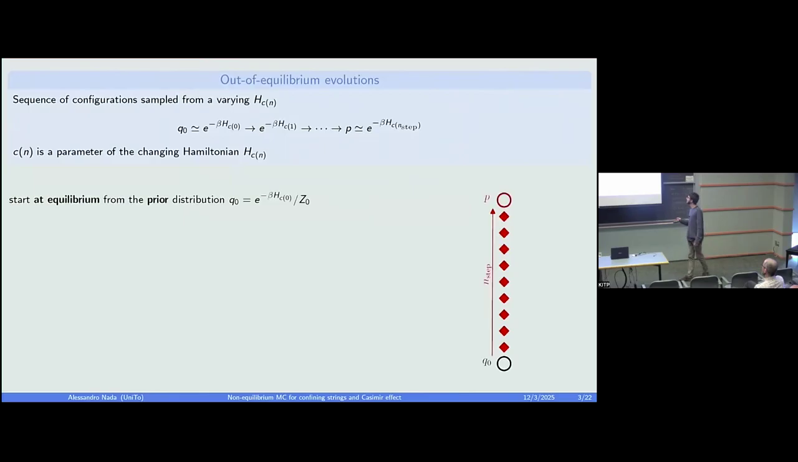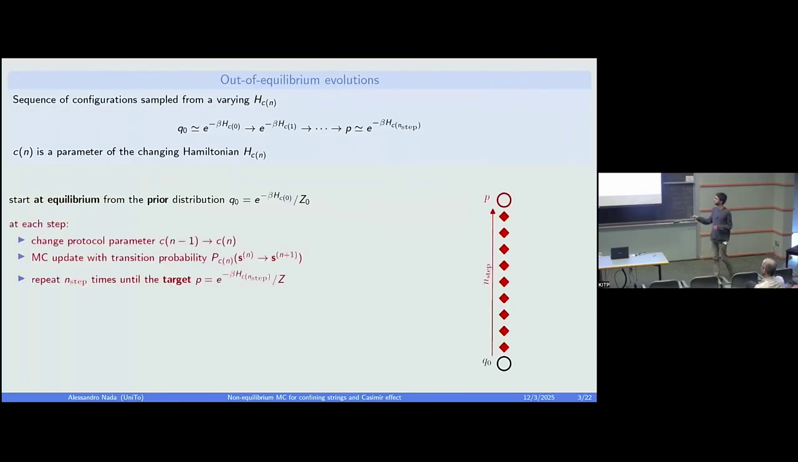This is a small cartoon of what I would like to do. I start from my prior distribution down here. This is at equilibrium. It has either been thermalized or is a distribution like a random number, something that you have control of. Then, first of all, you change the protocol parameter, so you make this move, and then you start updating the system with the new protocol parameters. This makes the system automatically out of equilibrium, because you thermalized the system with c of n minus 1 in this case, and then you're updating it using c of n. And c of n could be beta, could be some boundary conditions, whatever parameter you can think of in your Hamiltonian or in your action. And you repeat it n-step times until you reach the target.